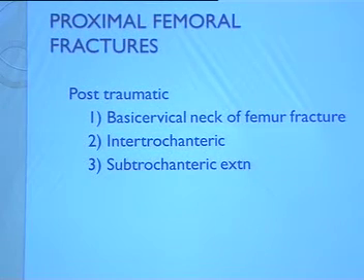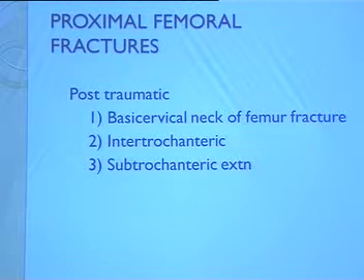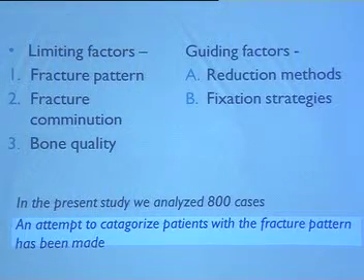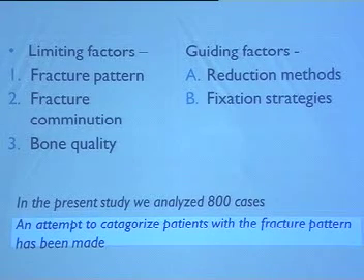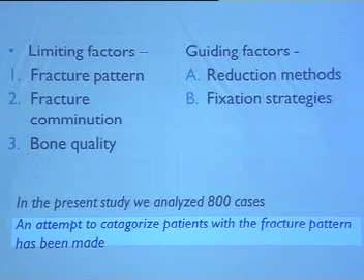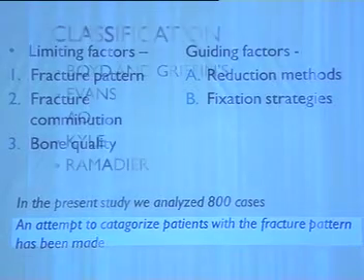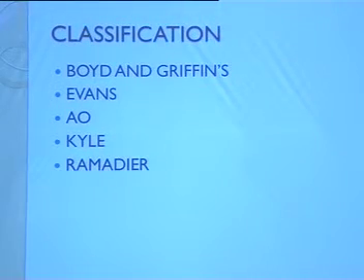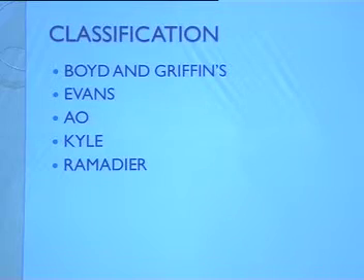The proximal femoral fractures we include are the post-traumatic basicervical fracture neck of femur, intertrochanteric fracture, and the fracture which is intertrochanteric with subtrochanteric extension. We had two things in our hand: one was the limiting factor, another was the guiding factor. The limiting factors were the fracture pattern and combination, which was very unique to our set of people, and the bone quality, which is severely osteoporotic, as we are in a zone of endemic fluorosis. The guiding factors were the reduction methods and fixation strategies. We use only 4 strategies: DHS, DCS, recon nail, and the proximal femoral locking plate. These are the existing classifications we already know: Boyd and Griffin, Evans, AO, Kyle, and Ramadier.